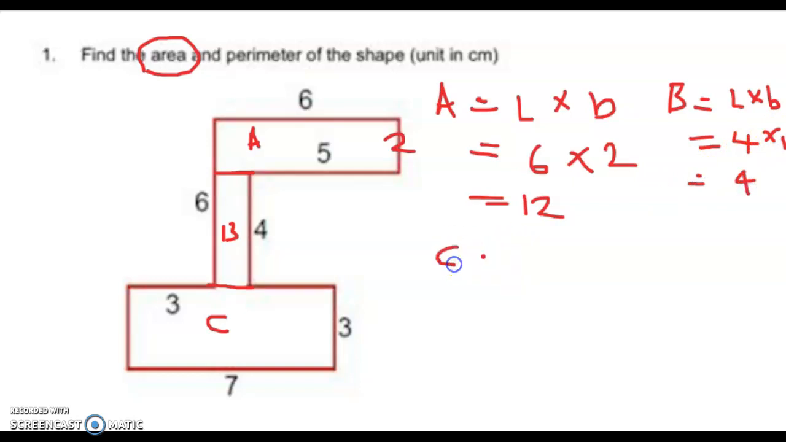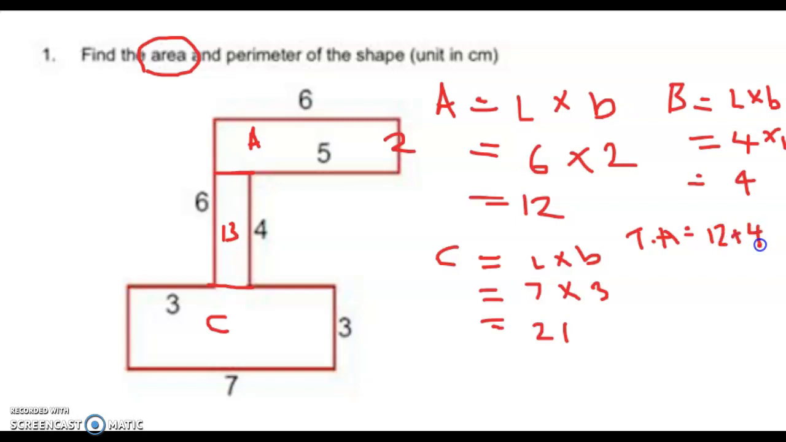And C, length into breadth, area of rectangle C. So I have length as 7, breadth as 3, so that I have 21. Now the total area of the composite figure is equal to, now you add all of them. Now 12 plus 4 plus 21, right? Then you get the answer, right?